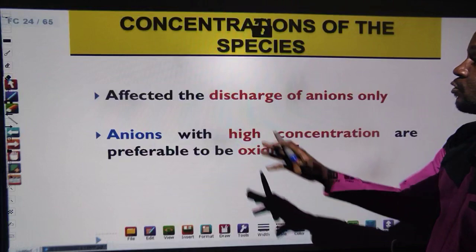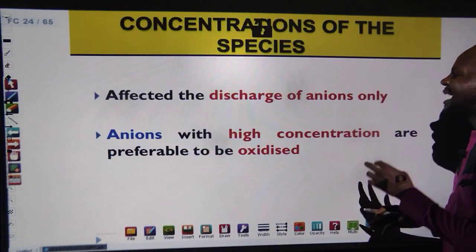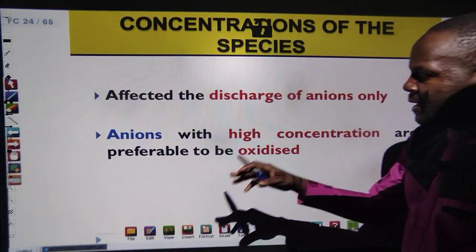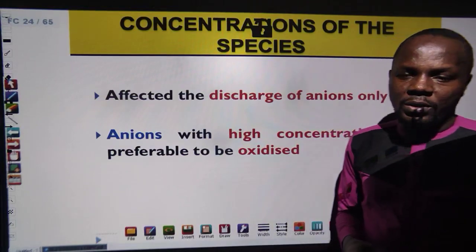Now, you can quickly read through this. How does concentration affect? It affects the discharge of the anions only. Anions with high concentration will be preferentially discharged. The one that has high concentration will be the one that is discharged.